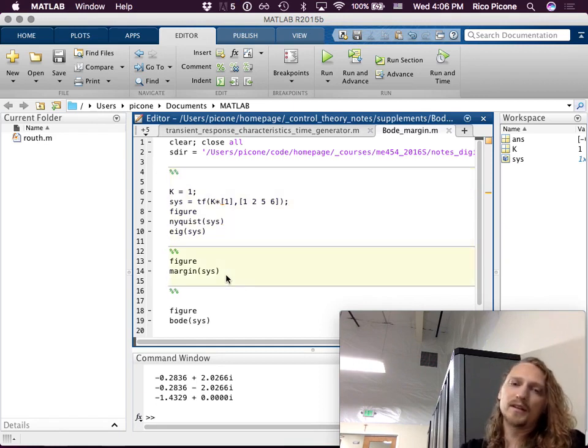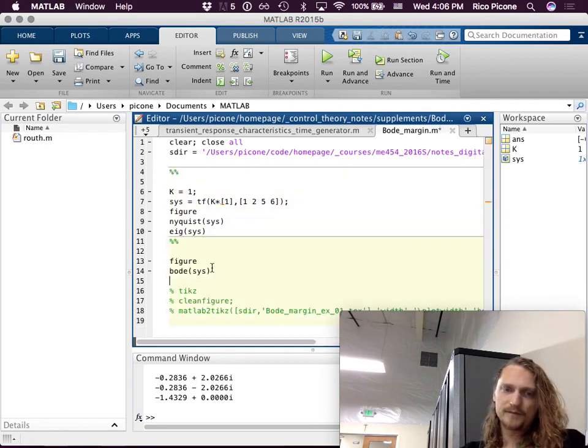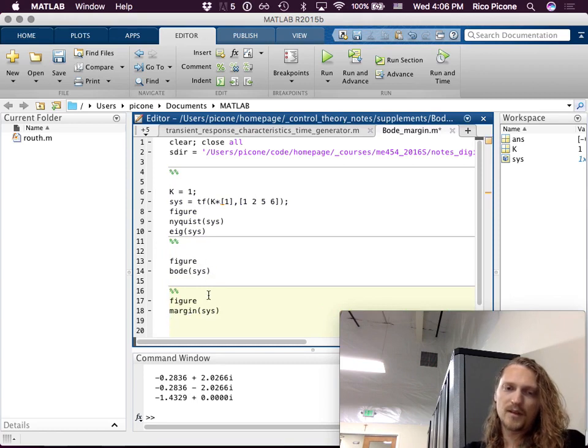So let's look at this. The ordering of this was kind of weird. I'll move this down here. So now let's look at margin.